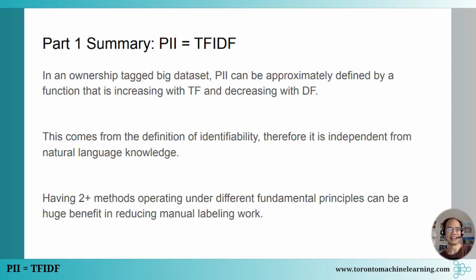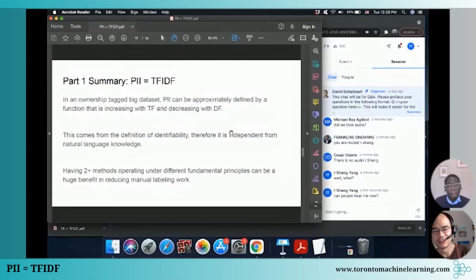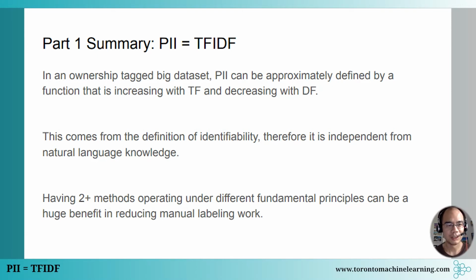And I'm not trying to sell it as, like, this is better than GPT-3 and so on. A very important advantage in practice is that it doesn't matter what method you use to identify and deal with PII, you always need to check, and that is a lot of human labor. You need to check by human labeling all those data. This is just summarizing what I've talked about in the earlier part. That is, if we are looking at a big data set with ownership tag, then we can pretty much leverage TF-IDF or any function that is increasing with TF.